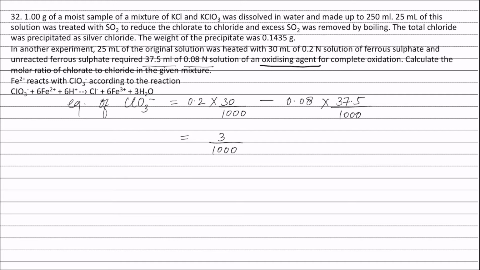Therefore, equivalence of chlorate is equal to equivalence of ferrous sulphate that took part in the reaction, and it is equal to 3 by 1000 equivalents. Therefore, moles of chlorate will be equal to equivalence of chlorate, that is 3 divided by 1000, divided by valency factor of chlorate, that is 6, and this is equal to 0.5 into 10 to the power minus 3 moles.